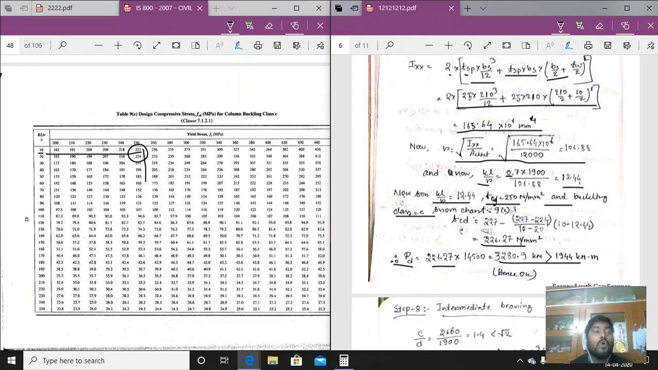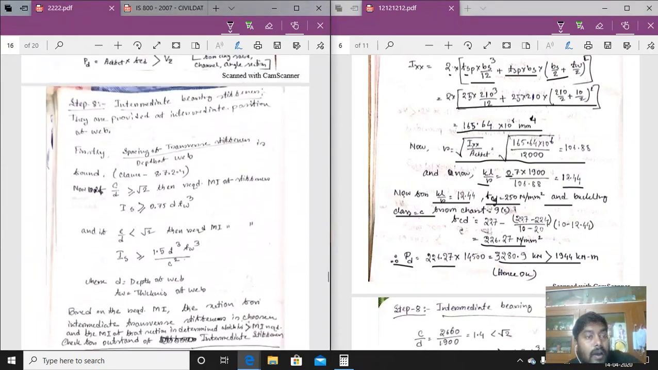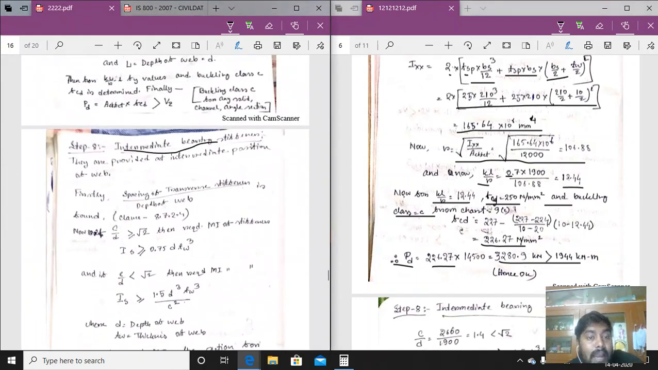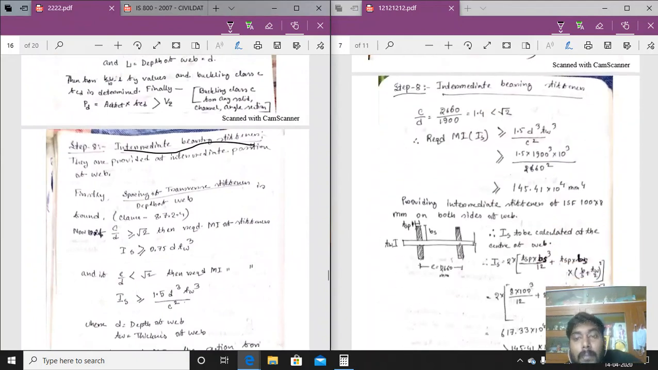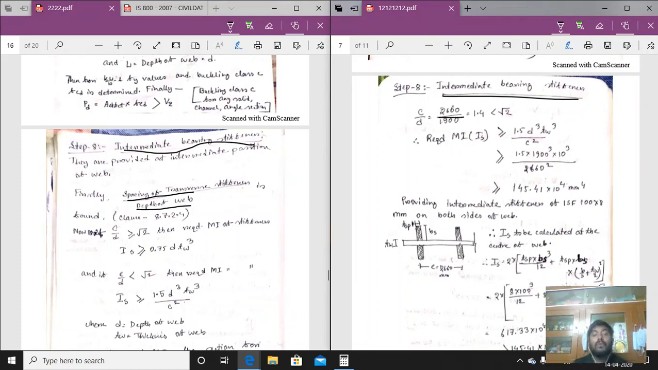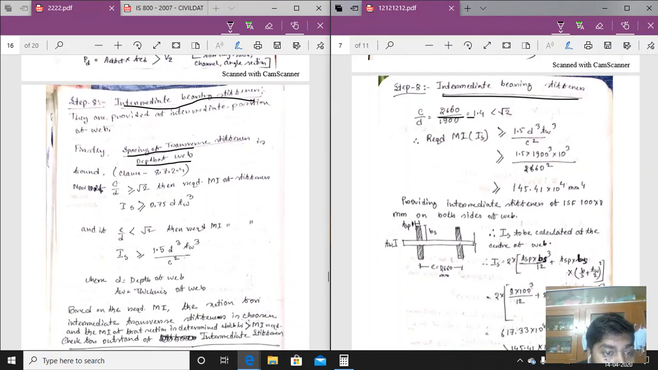So let us go to the next step, that is step number 8, intermediate bearing stiffener calculation. So let us take the intermediate bearing stiffener. Here first the spacing of the transverse stiffener by the depth of the web is determined. The spacing of the transverse stiffener we know is equal to 2660, and depth of the web is equal to 1900. So 1.4. So C by D ratio is less than root over 2. What is the value of root over 2? Root over 2 means 1.41. So it is less than root over 2.